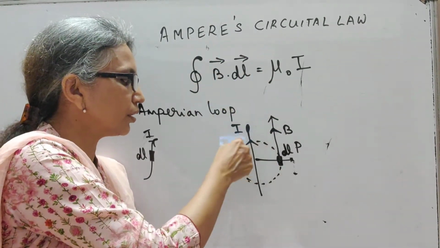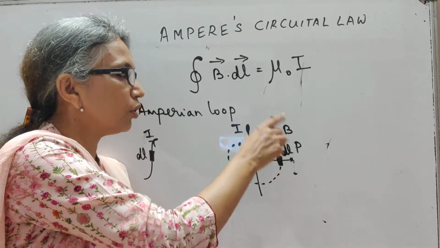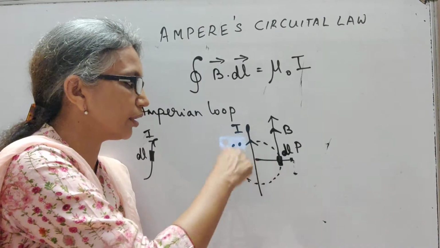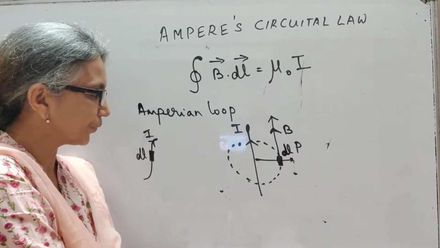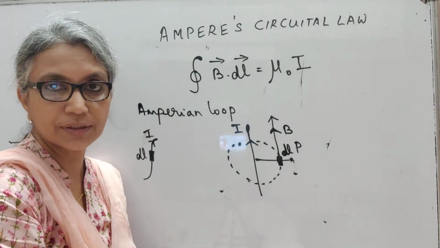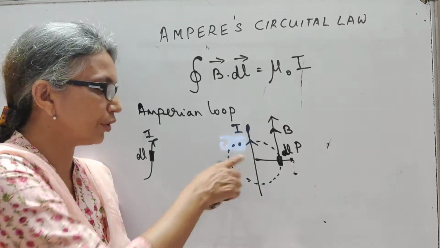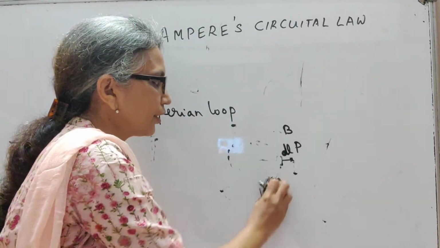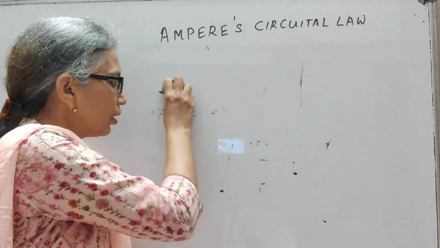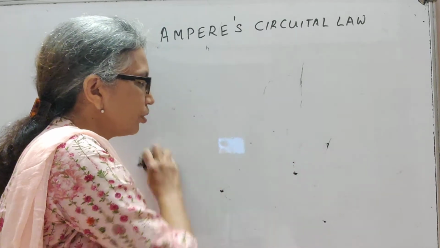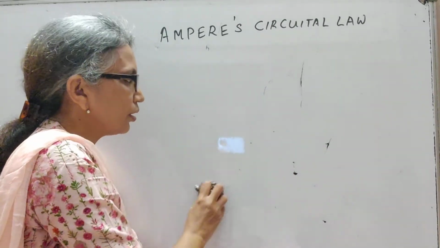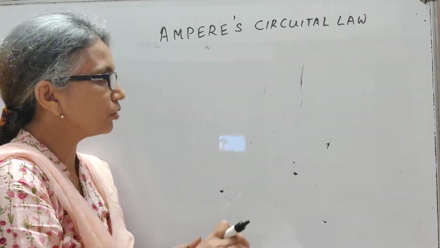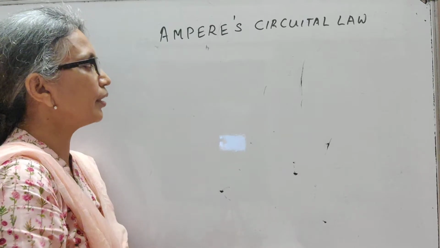So I hope this Ampere circuital law is clear to you. You integrate over the whole closed loop, and the dot product B dot dl will be equal to mu 0 times the current that is enclosed by the Amperian loop. Now we can apply this Ampere circuital law to find the magnetic field due to a conductor. The first application in your textbook is to find the magnetic field due to an infinitely long straight conductor which is carrying current.